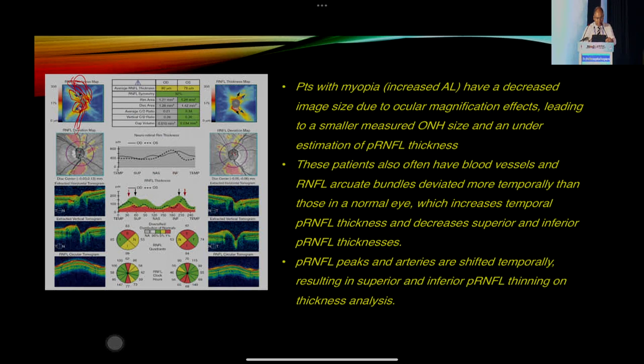And the RNFL peaks and arteries are shifted temporally. Basically, these red arrows correspond to the peaks of the patient in question, and this black arrow indicates where normally it should have been. Because these are shifted temporally, we have this superior and inferior thinning, and that is why we get all these red areas.